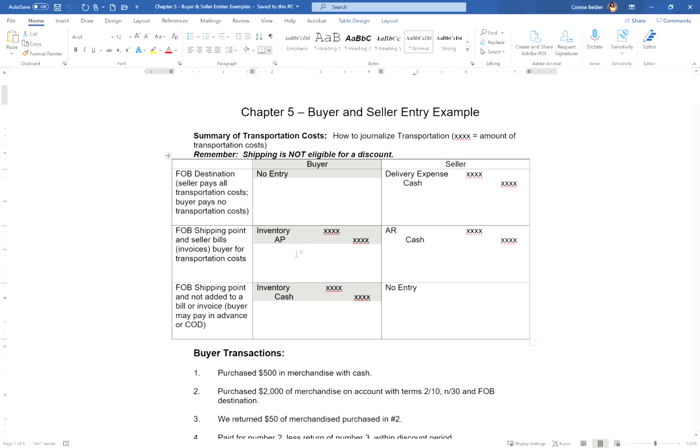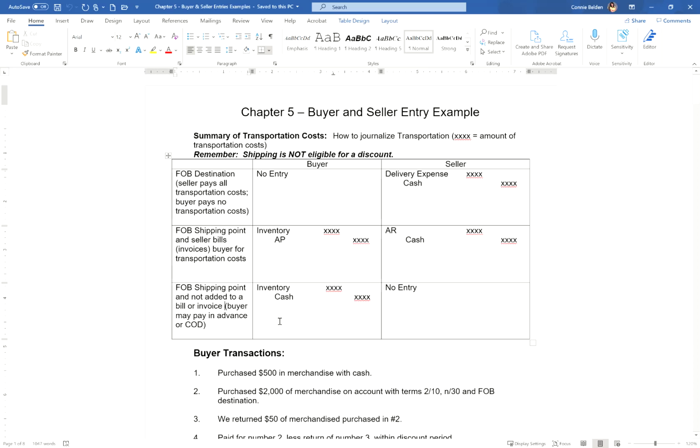The next option is free on board shipping point. That means the seller takes it to the shipping point, such as a UPS station, but the seller is going to add shipping cost on to the buyer's invoice. So in other words, when you buy something and they add shipping cost onto your invoice, you are paying it as the buyer. So as the buyer, there is no separate shipping account, but instead you consider it part of your inventory. So you're going to add it into your inventory and accounts payable when it is added onto your invoice by the seller.